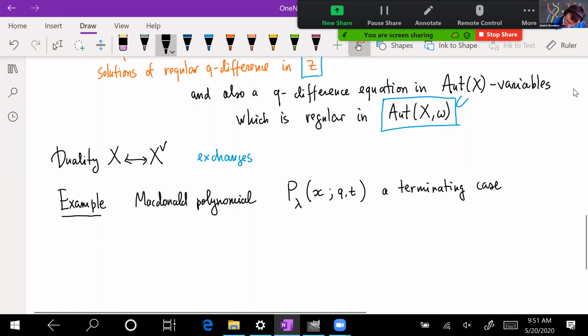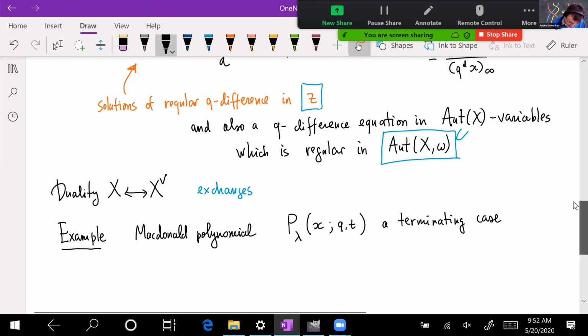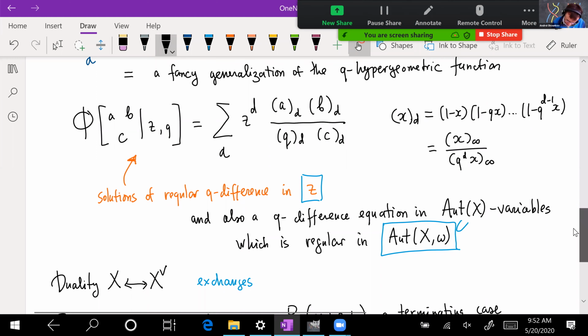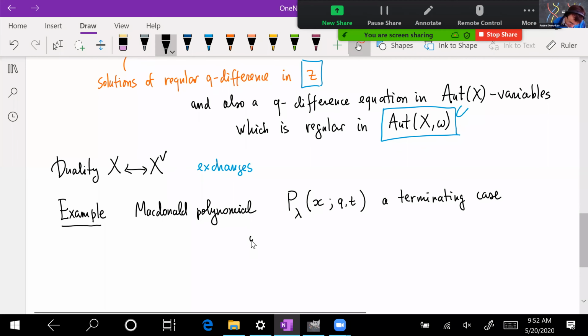Like typically in a hypergeometric function, there is some possibility for the series to terminate. If one of these factors, A or B, becomes 0 for some D, then it'll stay 0 for all subsequent D, and so the series will really be just a polynomial. So a Macdonald polynomial is a terminating case of a certain hypergeometric function.